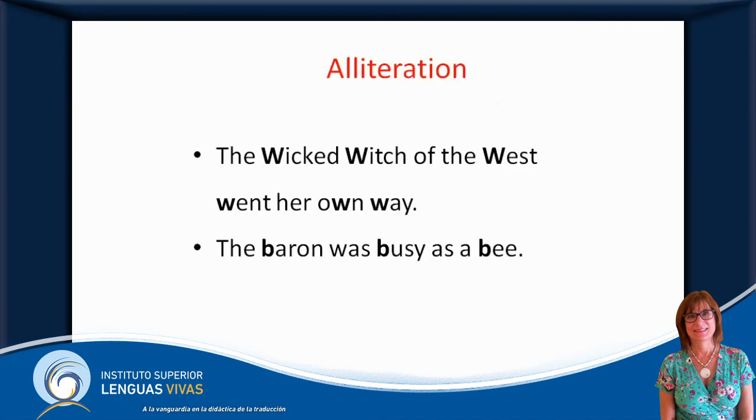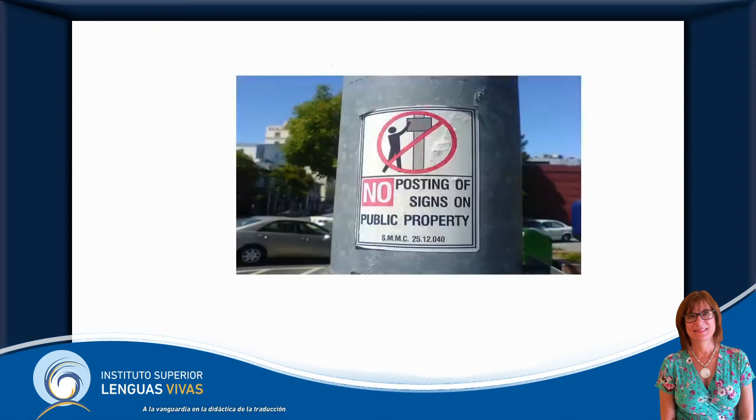The next one would be alliteration, which is a literary term that involves creating a repetition of similar sounds in the sentence. Alliterations are also created when the words all begin with the same letter. The Wicked Witch of the West went her own way. In the second example, you have the repetition of the letter B. And then we have the example here, which is also not only a metaphor, but also a contradiction, you see. No posting of signs on public property. Well, we also have an example of alliteration.